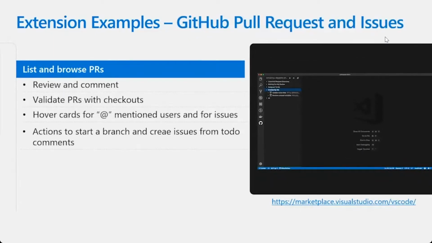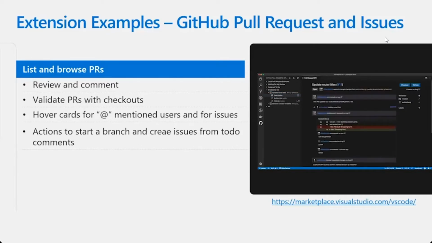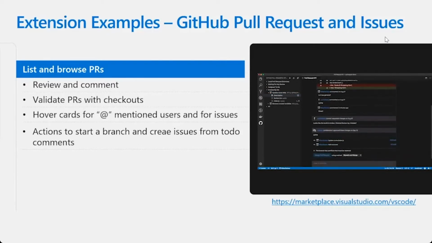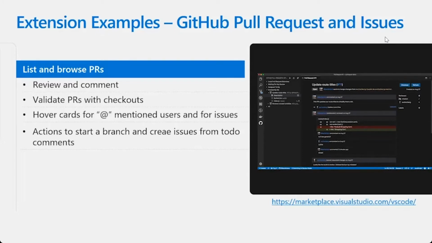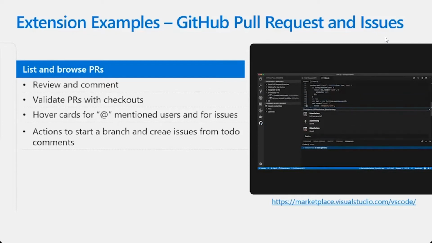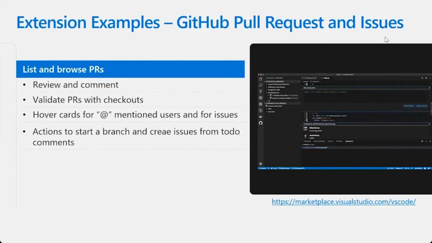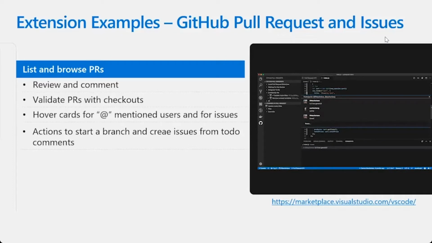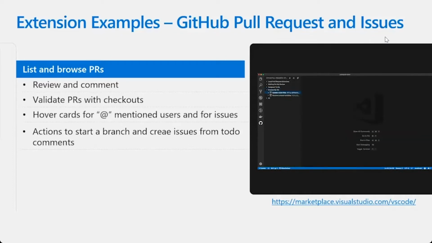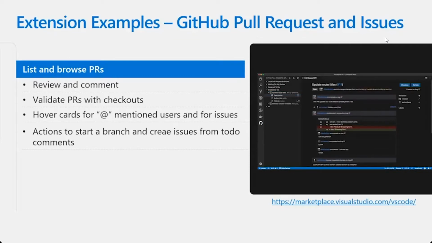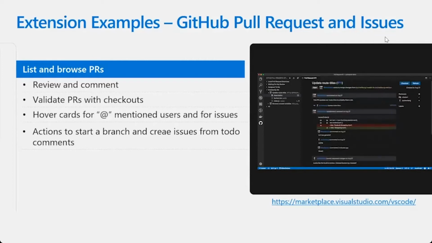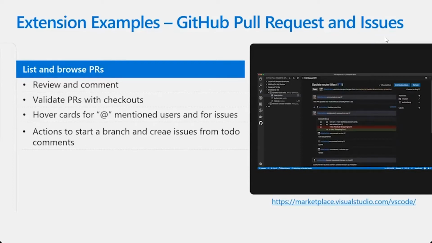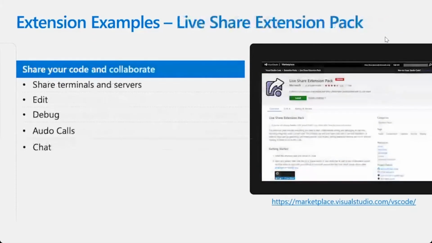Here's another cool example. This is the GitHub Pull Requests and Issues extension. Now, Git capabilities for push, pull, and other basic Git commands are built right into VS Code, the core product. However, GitHub-specific things like tracking issues and pull requests are not. But you can download this pull request extension, and now you can do things like review and comment on pull requests, validate pull requests, and check out users. There are also some built-in actions to start a branch or create issues from to-do comments, right? So a really powerful extension.